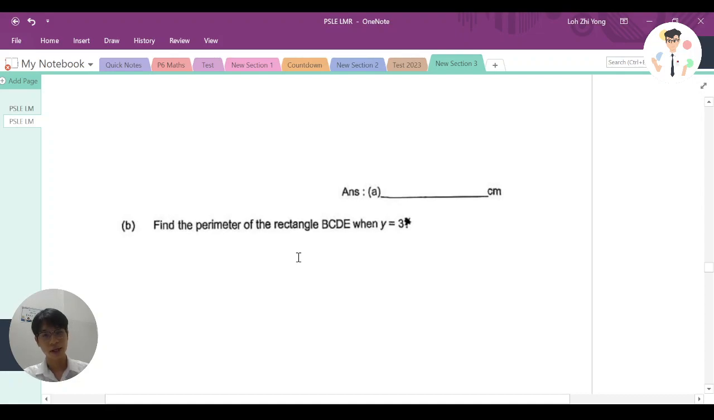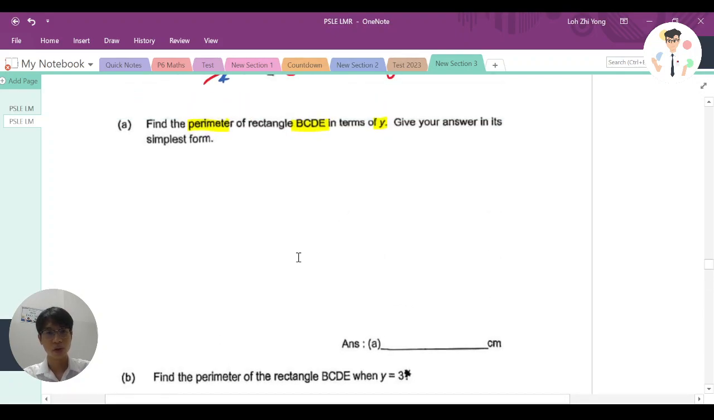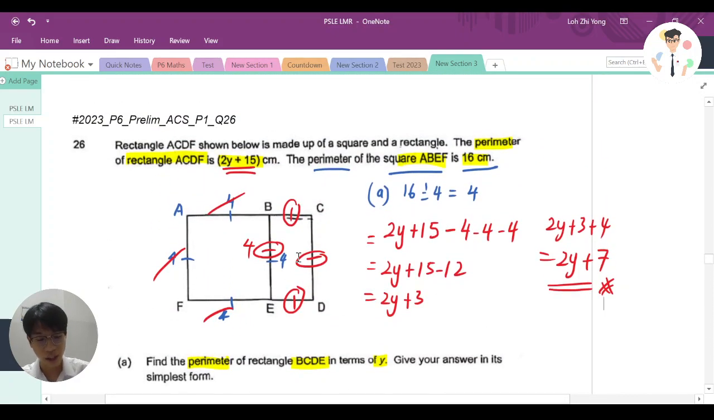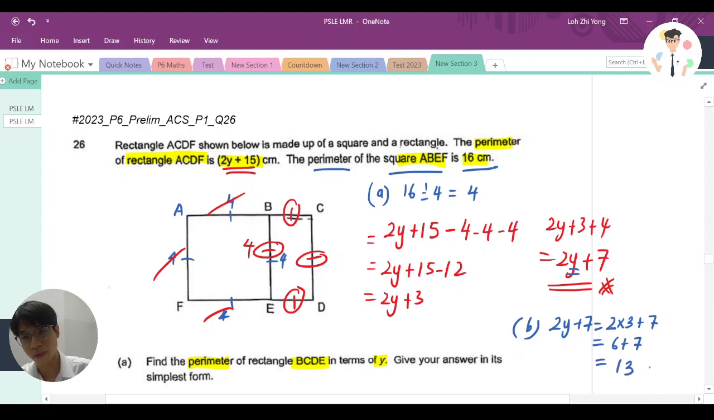Find the perimeter of rectangle BCDE when y is equal to 3. So in simple terms, they are telling you y is equal to 3 now. So 2y plus 7 is the same as 2 times 3 plus 7. So it's 6 plus 7, and the answer will be 13. Okay. So I think this question is not as difficult as it looks, but it's worth trying.